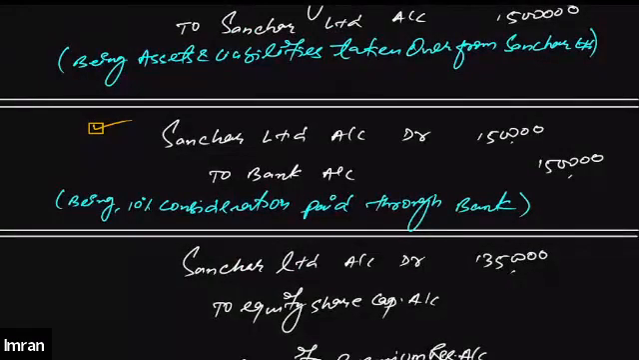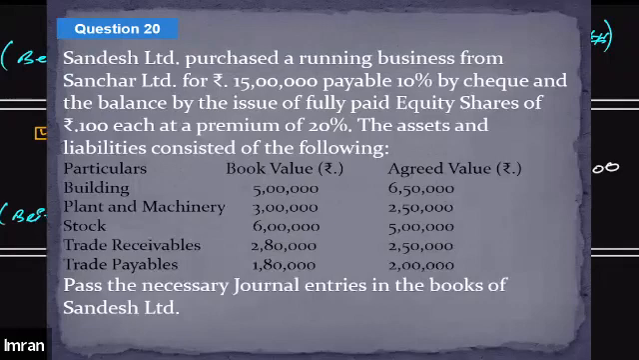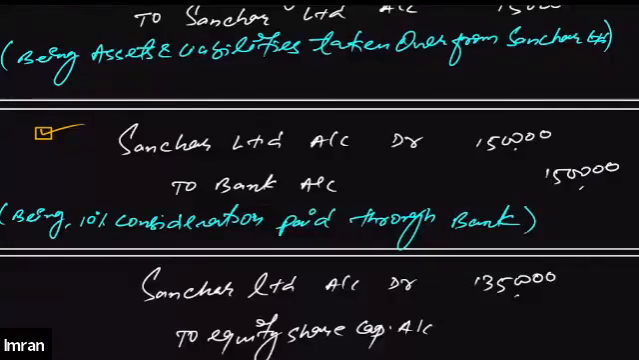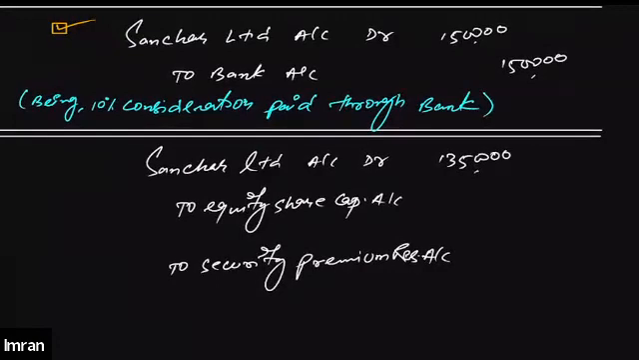Yes, sir. Okay. After passing the journal entry for the purchase of asset and liability, we need to make the payment. As given in the question, we will be making the payment of 10% of the consideration amount by check. So the journal entry will be Central Limited account debit to bank account. The 10% of 15 lakh will be 1,50,000 only. For the remaining amount, we will be issuing the equity shares at a premium of 20%. After subtracting 1,50,000 out of 15 lakh, we get 13,50,000.